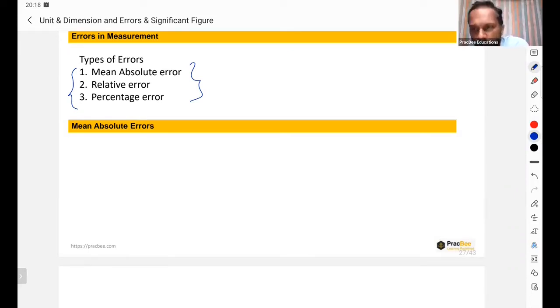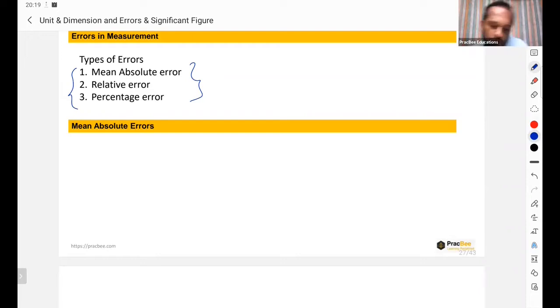Instrument error, that the machine is faulty. Human error, that you don't want to do the experiment, you are tired, you are not looking at it properly, you are just doing it for the sake of doing. That is human error. Then there are climatic factors. Suppose you are measuring the density of water and the temperature changes, the density will change.